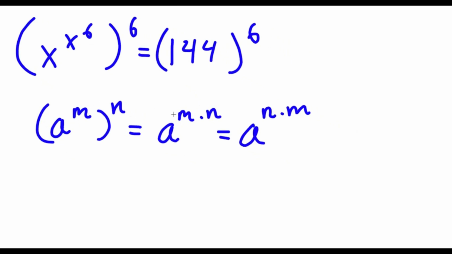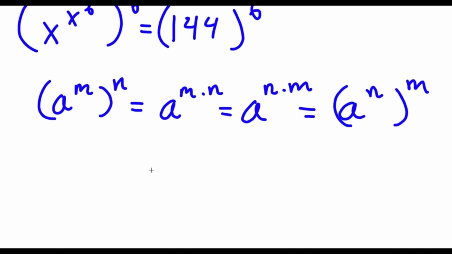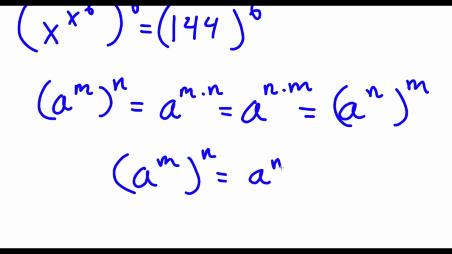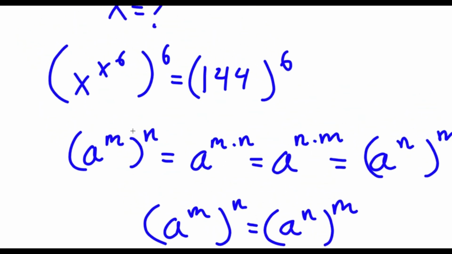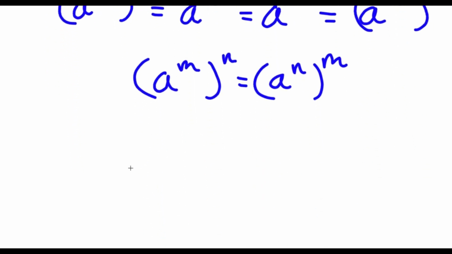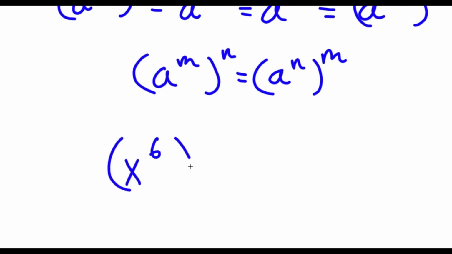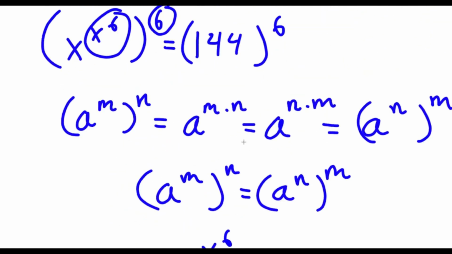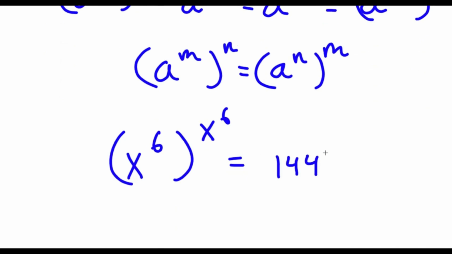So now, if a to the power of m times n is the same thing as a to the power of m to the power of n, then a to the power of n times m has to equal a to the power of n to the power of m. So in simpler terms, a to the power of m to the power of n is equal to a to the power of n to the power of m. So in this case, we have x to the power of x to the power of 6 to the power of 6. We can think of x to the power of 6 as m and 6 as n. So now we can switch these two places. So now we have x to the power of 6 to the power of x to the power of 6. Now this is equal to 144 to the power of 6.